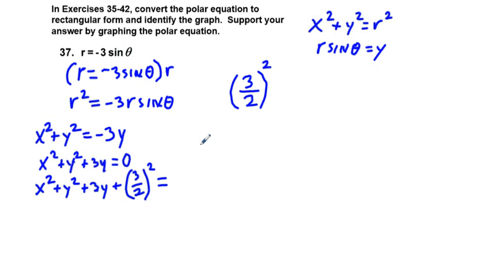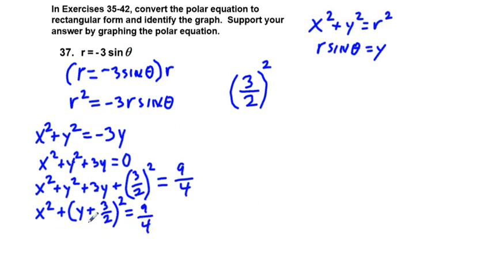equals, and then we can just square out on the right side. 3 squared is 9, over 2 squared is 4. And so what we have is a perfect square now for this y. So we have x squared plus, we've now completed the square, so we can write in y plus 3 over 2 quantity squared is equal to 9/4.